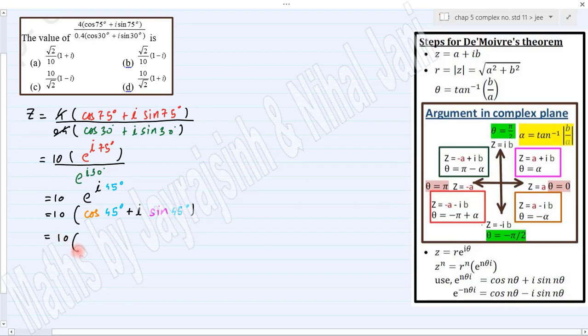Now to get the final answer, just substitute the value of cos 45, which is 1 upon root 2, plus i times sine 45, which is also 1 upon root 2, which can further simplify by taking root 2 common. You will get 1 plus i. So finally, we get our complex number z is equal to 10 by root 2 (1 plus i), which is given in option D. Ta-da!